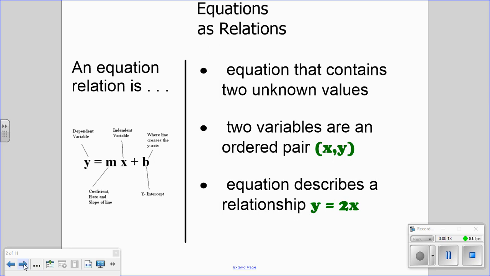Those two unknown values are going to be represented by variables, typically x and y, which represent an ordered pair. Your equation relation is something that describes a relationship, such as y equals 2x. This particular example is a relationship that is linear and has a slope of 2. Remember that we have other types of functions or relationships that can be represented by equations, such as quadratic equations and exponential equations.